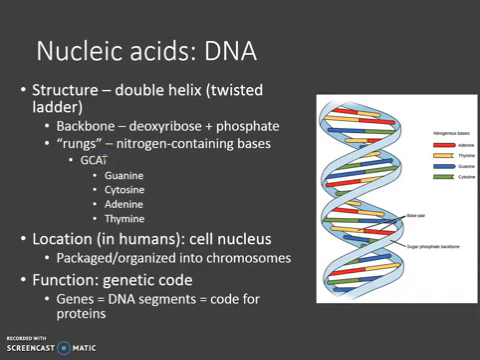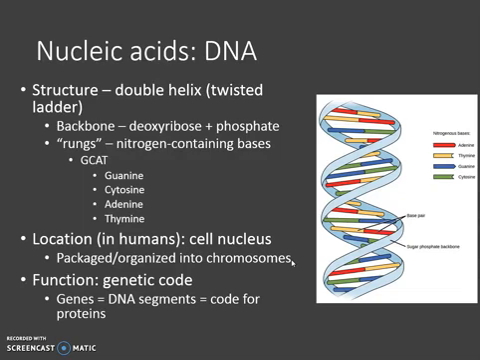In humans, DNA is found in the nucleus of cells. There's also a little bit found in mitochondria, but the majority of the genetics are in the nucleus of cells. And they're actually packaged or organized into structures called chromosomes. So your chromosomes are just kind of a highly structured way of storing really, really long strands of DNA.